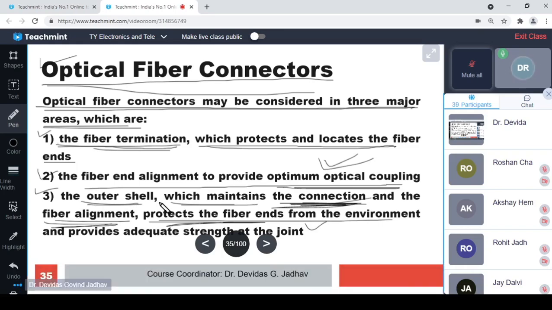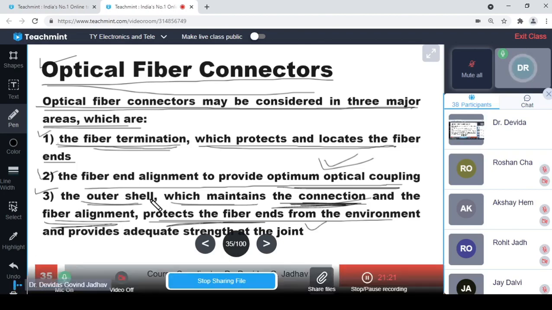So the outer shell is maintaining fiber alignment. Whenever you want to maintain the connection, whenever you want to maintain the fiber alignment, whenever you want to protect the fiber ends, whenever you want to provide adequate strain to the joint, in all these situations we require the connectors. So these are the three major areas where the connectors are required and have applications.